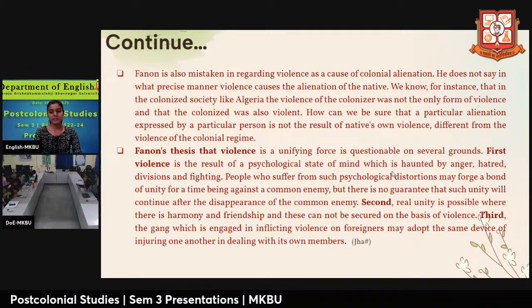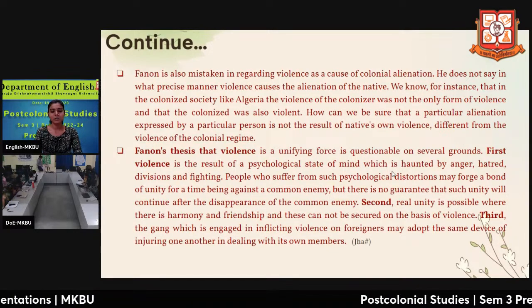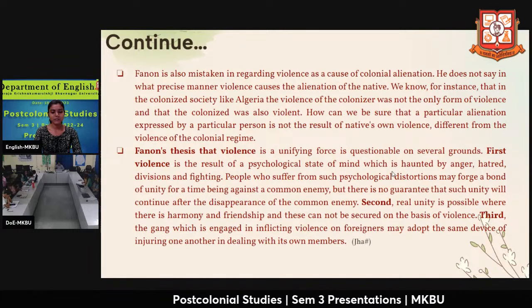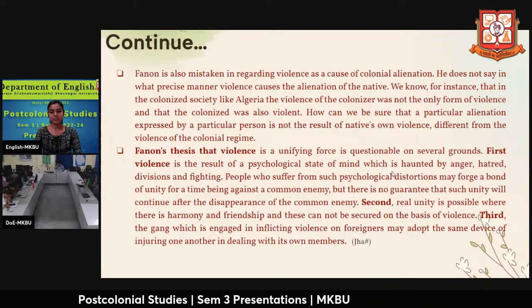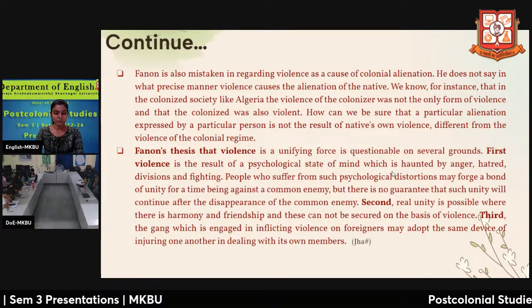Second, real unity is possible where there is harmony and friendship, and this cannot be secured on the basis of violence. Third, the gang which is engaged in inflicting violence on foreigners may adopt the same device of injuring one another in dealing with its own members.